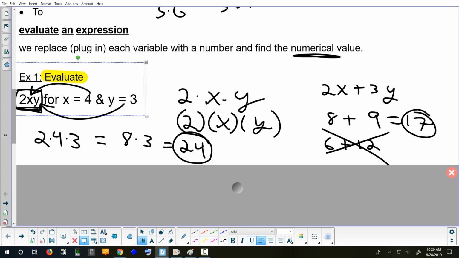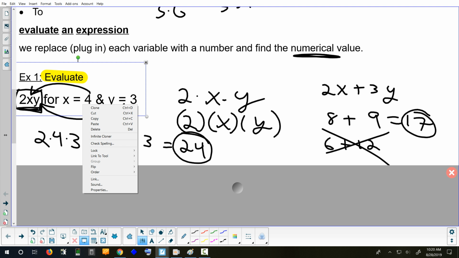So make sure you put the x where the x is supposed to be for 4. And if it says y is 3, make sure you put the y in as 3.